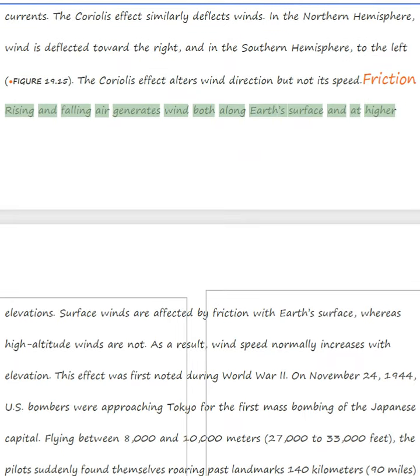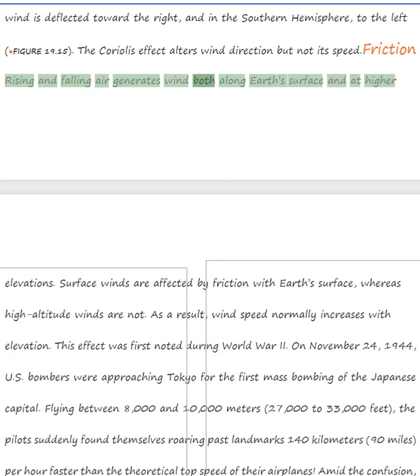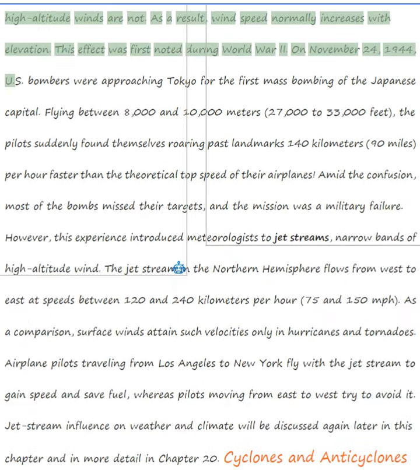Friction. Rising and falling air generates wind both along Earth's surface and at higher elevations. Surface winds are affected by friction with Earth's surface, whereas high-altitude winds are not. As a result, wind speed normally increases with elevation. This effect was first noted during World War II.